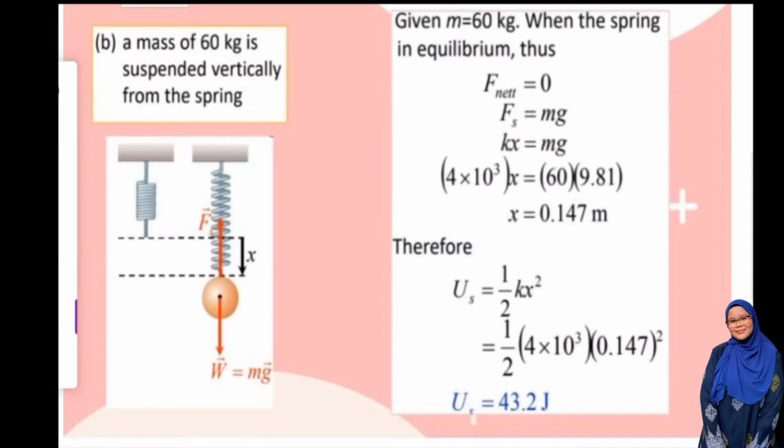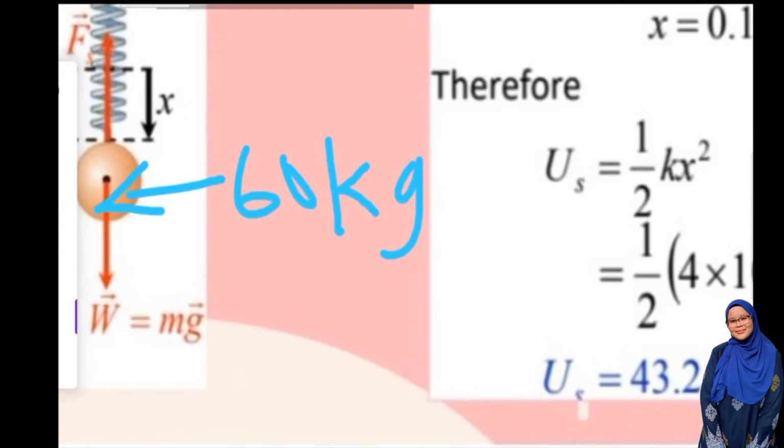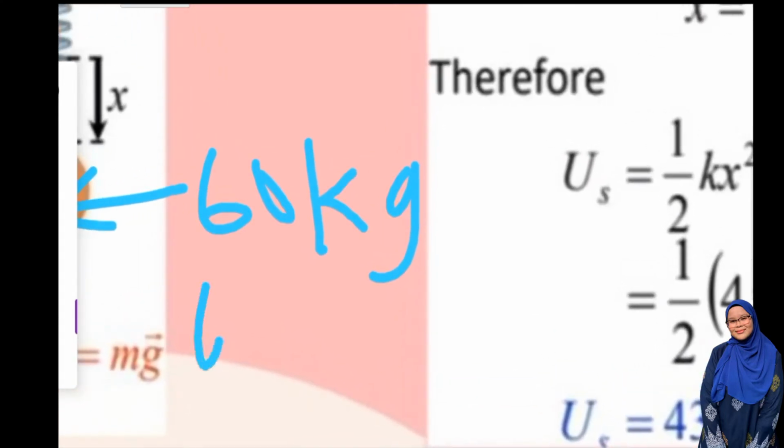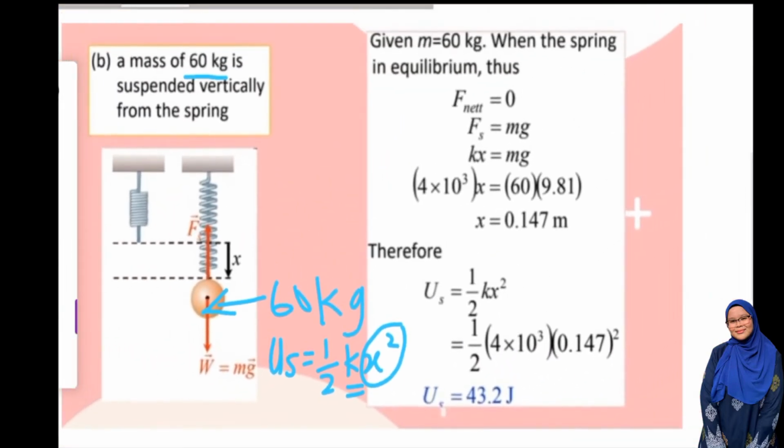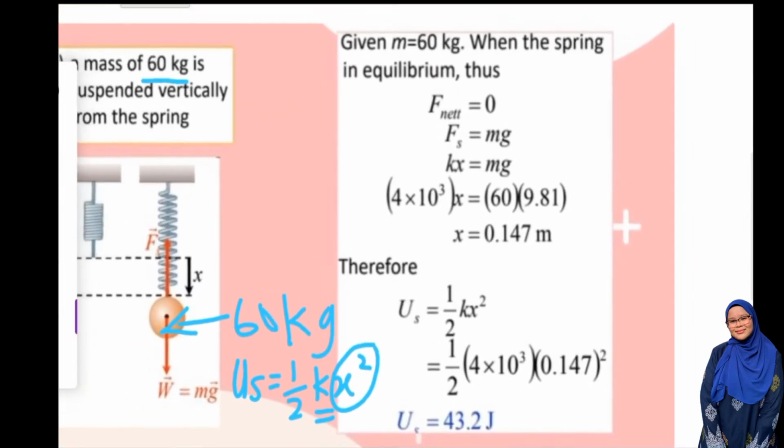Okay, for question 1b, the question asks us to find the elastic potential energy when a mass of 60 kg is suspended vertically from the spring. So which means the mass is 60 kg. When we look at the elastic potential energy, we have 1 over 2 kx squared, right? So basically we already found the k, the spring constant, but the extension is not given, right? So we have to find the x. So the information given is 60 kg.